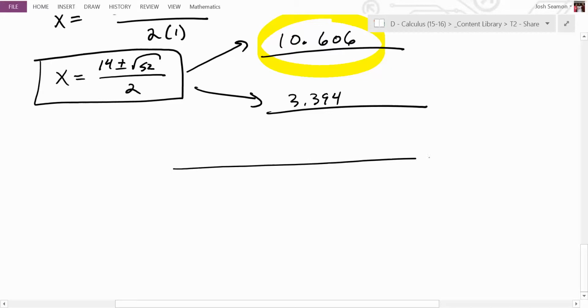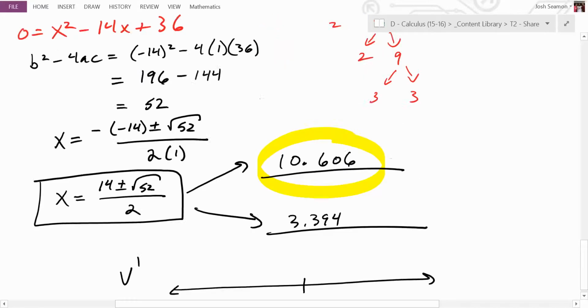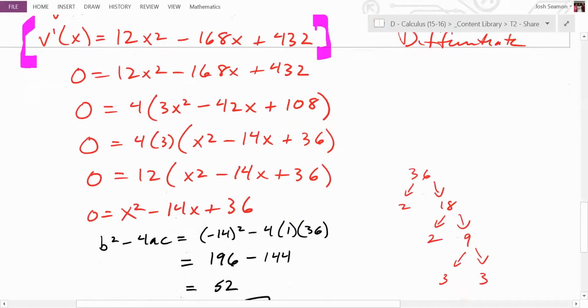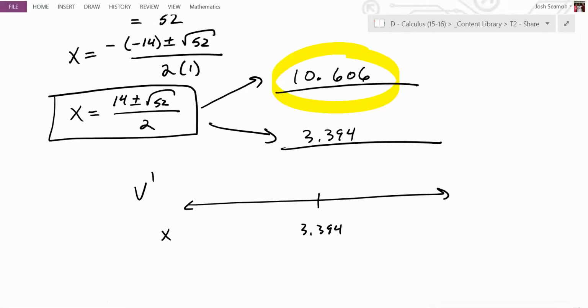So what do we have here? We have a sign diagram here, and we do 3.394, and this is the x value, and then it's going to be the V prime value. Where's our simplified V prime? We simplified it, right? It's right here. You see that, everybody? So what should you use if you're going to evaluate some numbers here? Please use your calculator. So maybe let's test 5 and 2. Try 5 and 2 and tell me what the signs are.